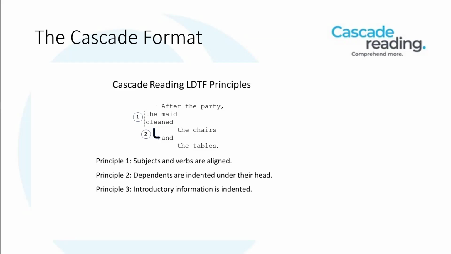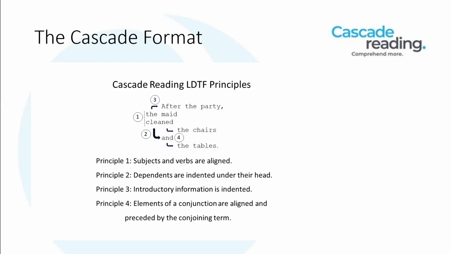Principle 3 is similar to Principle 2, saying that introductory information is also indented. So after the party describes when the cleaning happened, therefore it's indented one level past cleaned, even though it appears before the subject and verb. And lastly, elements of a conjunction are aligned and preceded by the conjoining term. So for example, our direct object here is the chairs and the tables, because that is what is being cleaned. And so we take the conjoining term, the word and, and we indent the elements that are being conjoined by the word and by one more level. And that's how we get the sentence before us.